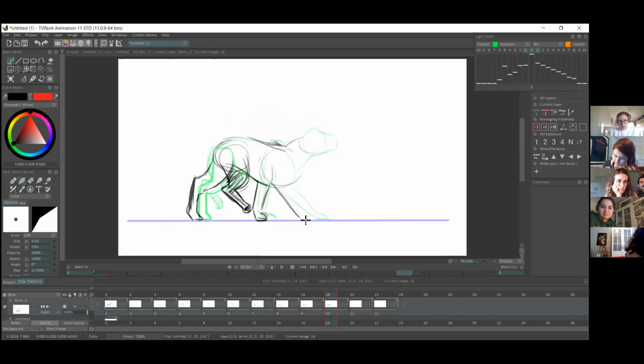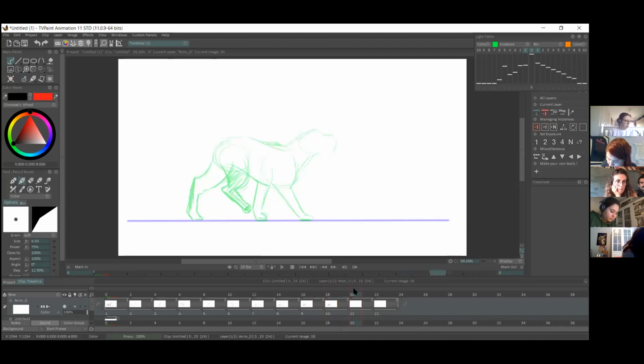And the other front leg, the right front leg, is slowly moving. And it's going to start to support the body as it moves.